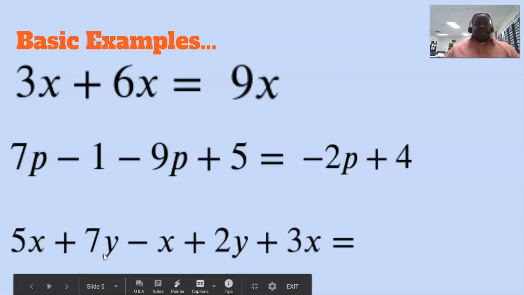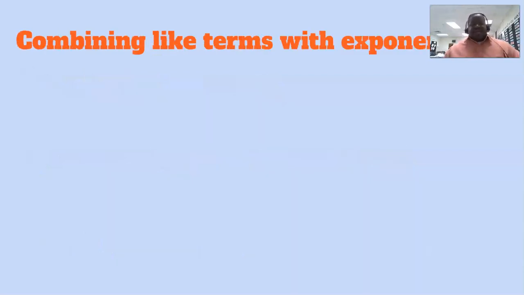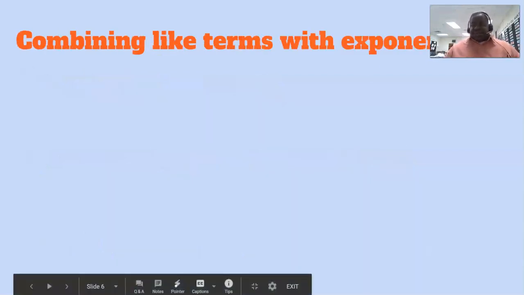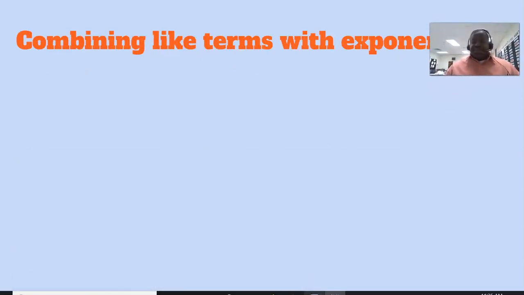And then likewise, we're going to put together the 7y and the 2y. So when we do that, we'll get 7x plus 9y. But we can't put those together because the x and the y don't have the same last name. You're right. Combining like terms with exponents. Okay, I want to make sure you see that. Combining like terms with exponents.